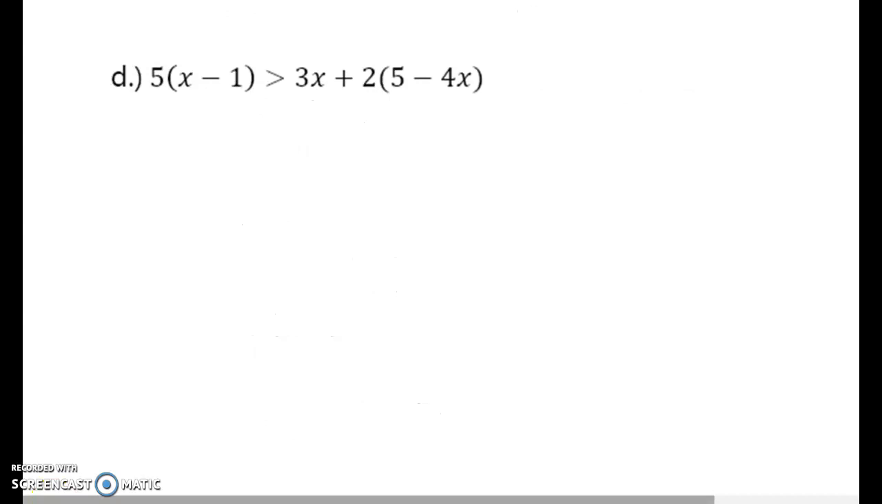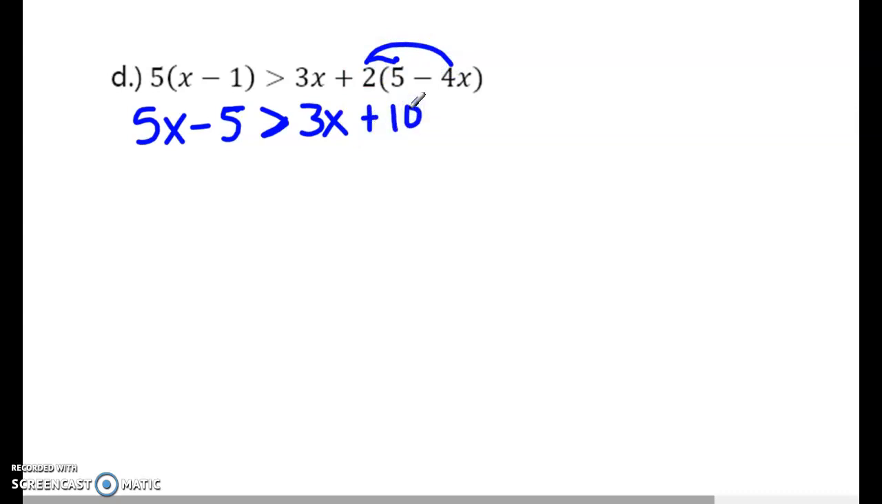I see 2 parentheses here, so that means I need to distribute a couple of times. So I'm first going to distribute the 5 through. So that's going to give me, let's use a different color, 5x minus 5, because I multiplied through the 5 times the x and the 5 times the 1. The 3x I'm going to leave alone until I distribute here and there. So 2 times 5 is 10. 2 times a -4x is a -8x, or 2 times 4x is 8, but then we have the subtraction.